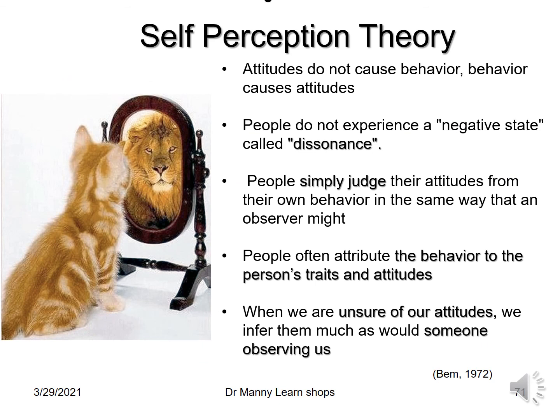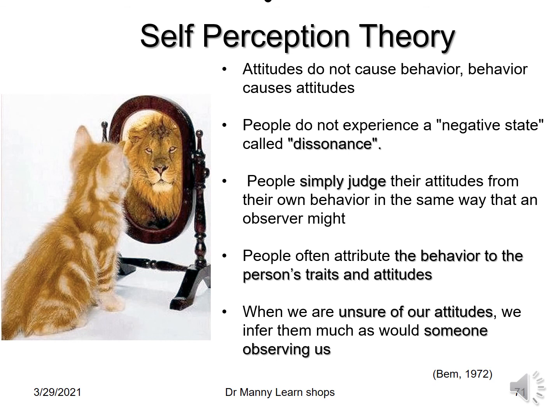Then we have self-perception theory. Self-perception theory is about attitudes not causing behaviour. Behaviour causes attitudes. That's the belief. People do not experience a negative state called dissonance. This theory refutes that. People simply judge their attitudes from their own behaviour in the same way that an observer might.